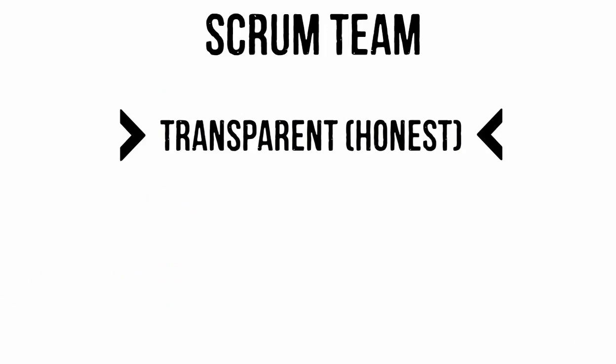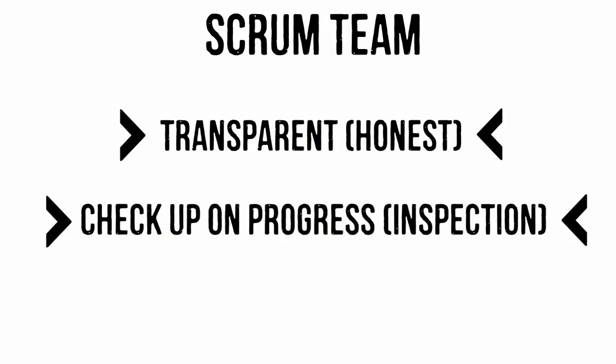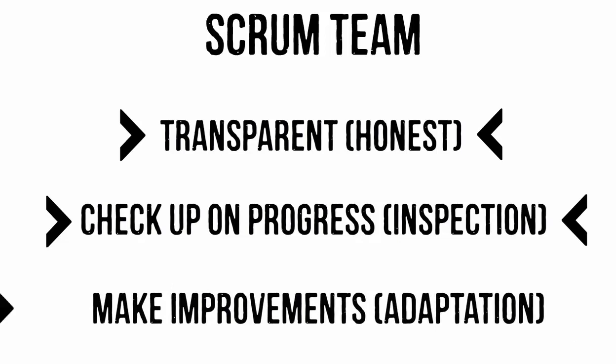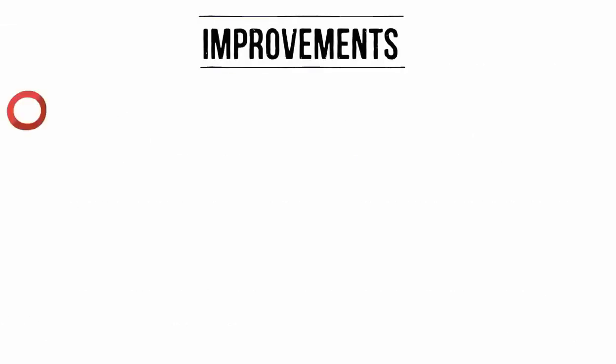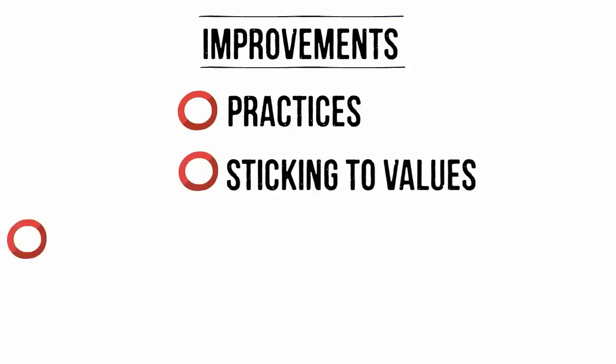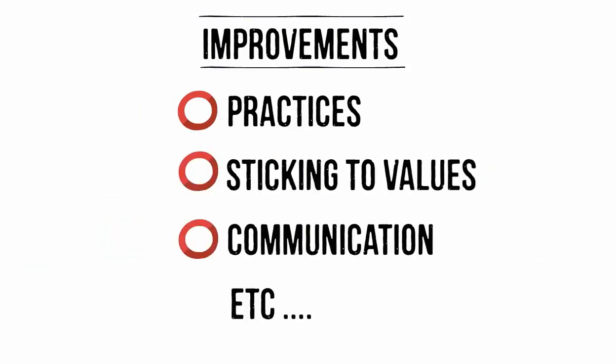Being transparent means that functionality is not done until it meets the development team's definition of done. Transparency builds trust between the team members. Once the team have agreed on transparency, they agree to consistently check on progress, inspection, and make improvements based on what they have seen, adaptation. These can be improvements in practices, sticking to values, communication, or other aspects.